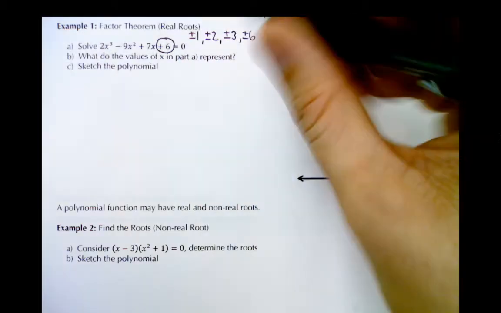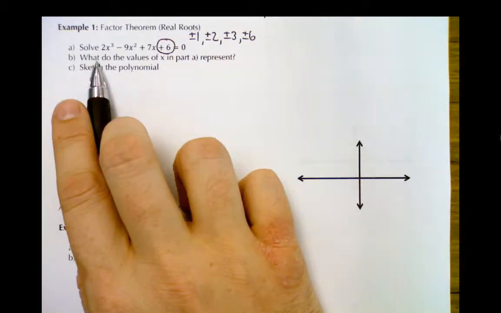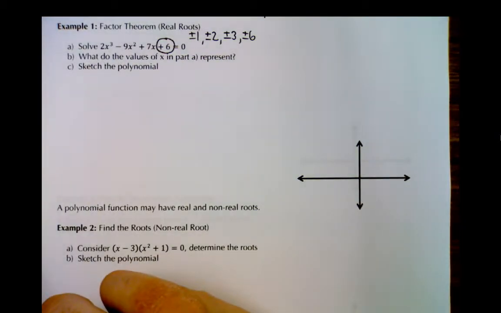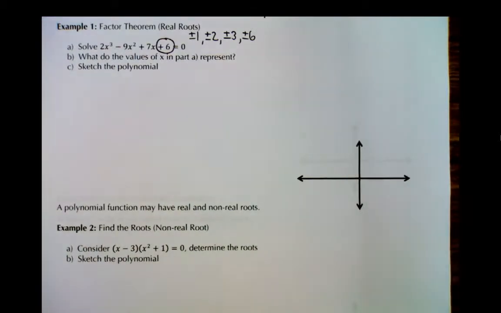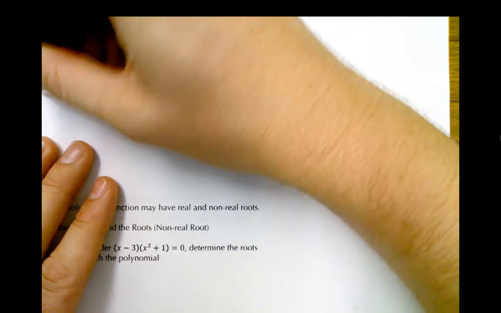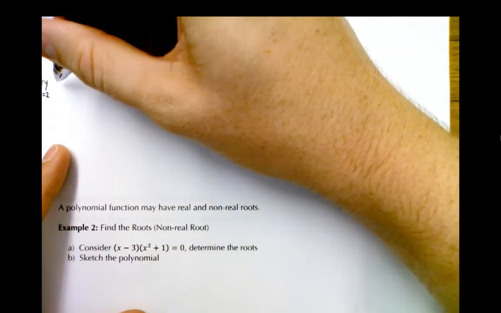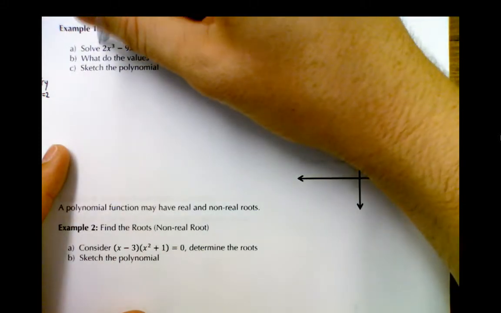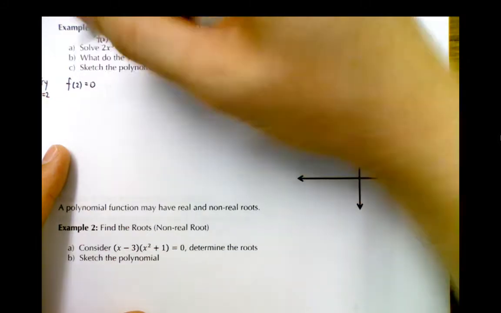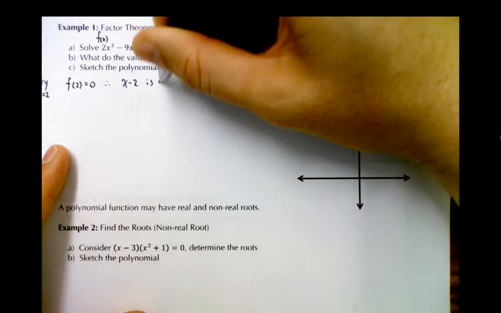So I'm going to try 1 in my head, and nope, it doesn't work. I'm going to try negative 1, and nope, negative 1 doesn't work either. So I'll try 2, and 2 does work. So if we try x equals 2, we can say that our function, let's call this f of x, f of 2 equals 0, therefore x minus 2 is a factor.